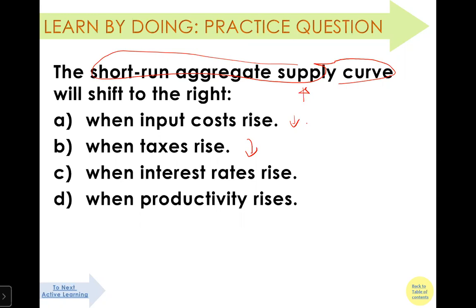C, when the interest rate rises, actually this is going to raise the cost of investment or the cost of operation, so that is going to reduce supply. Lastly, D, when productivity rises, yes, that is going to increase supply. Okay, so the answer is D.